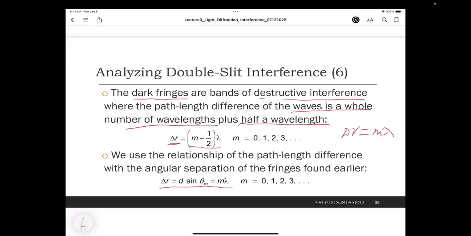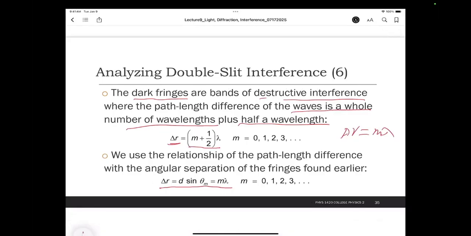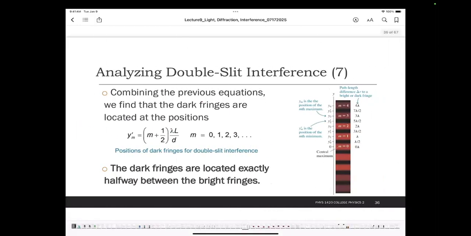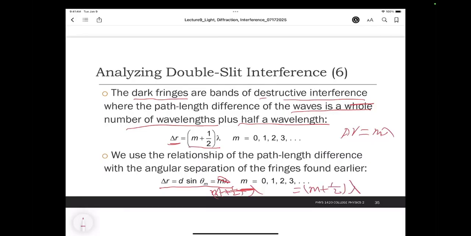We have this one. This is for constructive interference. For the destructive, it should equal (m + 1/2) lambda. So m lambda equals d sin theta, which means sin theta equals m lambda divided by d.